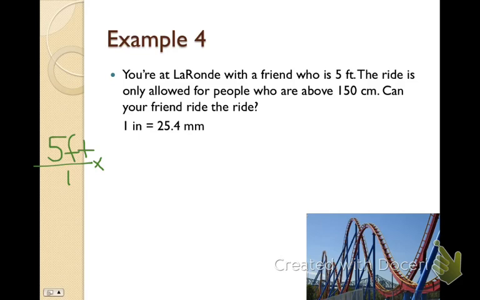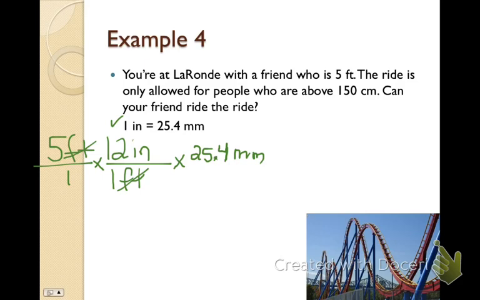I don't have either here, but I do know that 12 inches, oopsies, that's bad. There we go. 12 inches is equal to 1 foot. That's one of the obvious ones that you should have. Okay, kiddos? Alright, and then I can use this conversion factor here. So I'm going to put 25.4 millimeters on the top. Get that decimal in there. Over 1 inch, because I want to be able to cancel out inches.